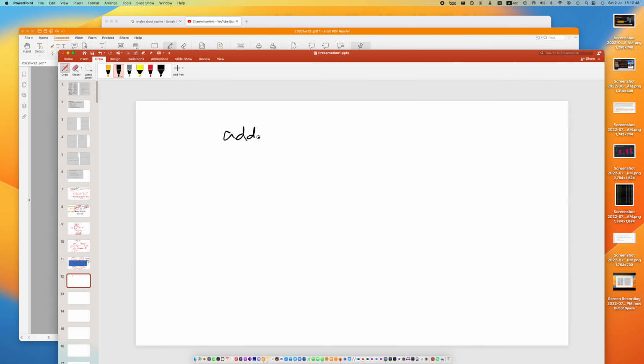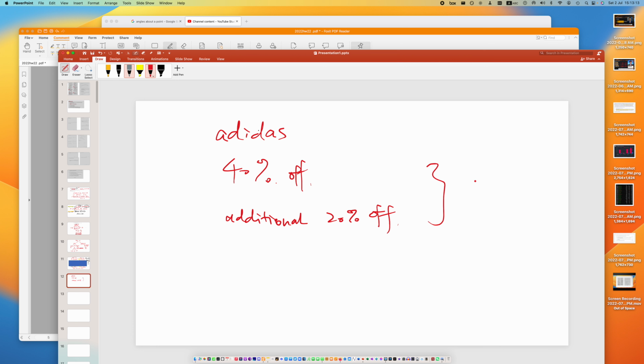Recently, Adidas, they have a sale. First 40% off. And then they give additional 20% off. And a lot of people think that, wow, a total of 60% off. Is this correct?